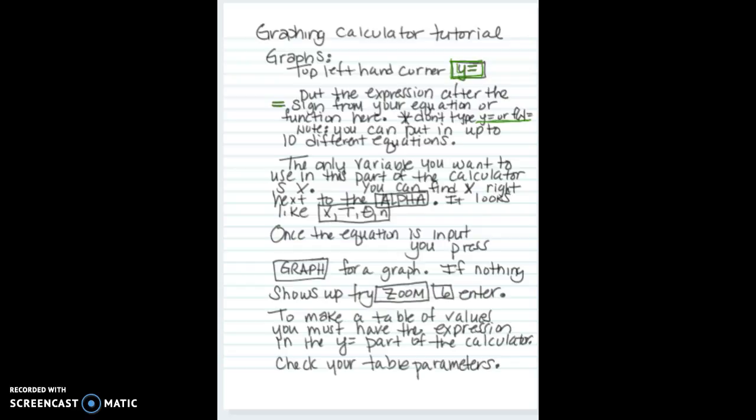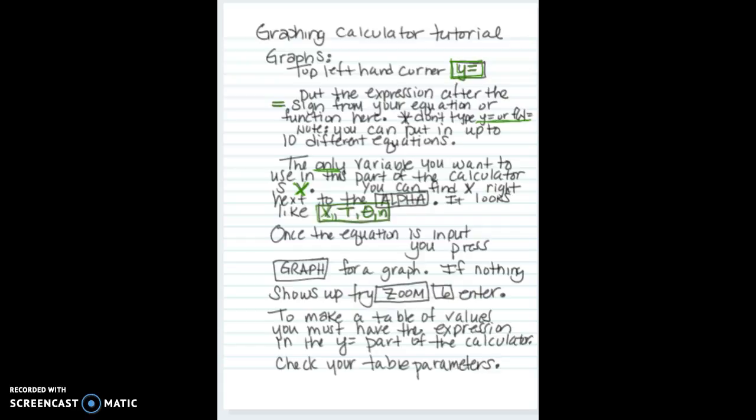Side note, you can put in up to 10 different equations. The only variable you want to use in this part of the calculator is x. You can find the x right next to the alpha key. It looks like an X, a capital T, a Greek letter theta, and a little letter n. And that's a button on your calculator.